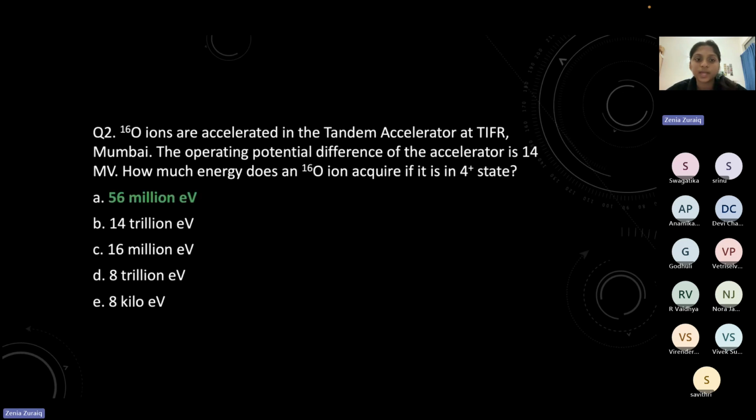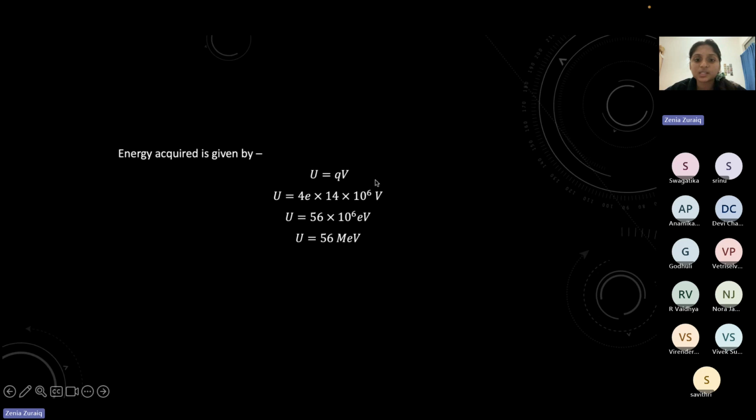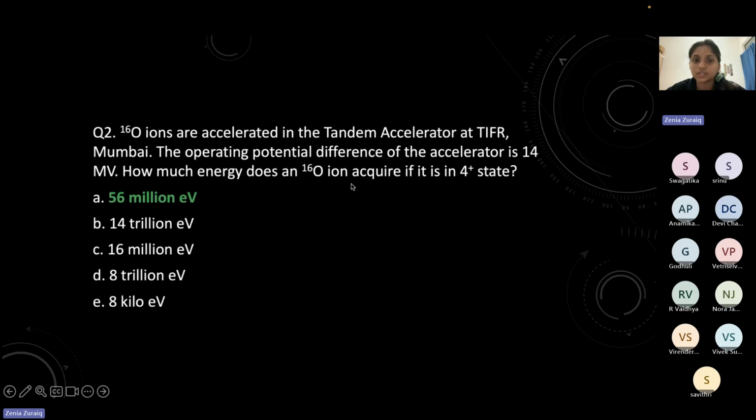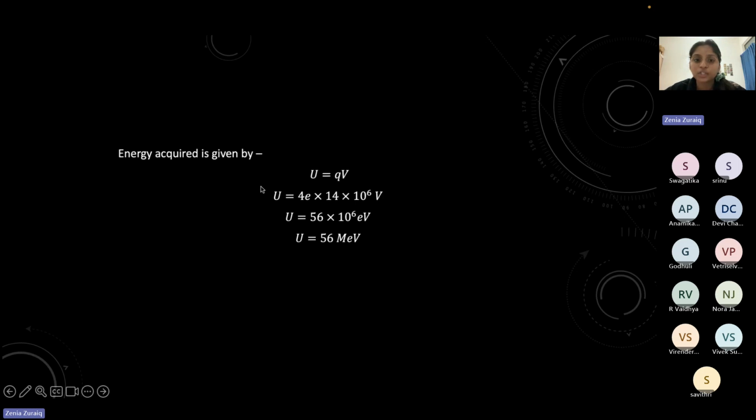So, the answer is actually 56 MeV. I think two of them have given the correct answer. So basically it's based on your potential, because there is a potential difference they have given you, and the potential energy is given by Q into V. So this is from your basic electrostatics. The potential energy of an electric field is given by potential times the charge.